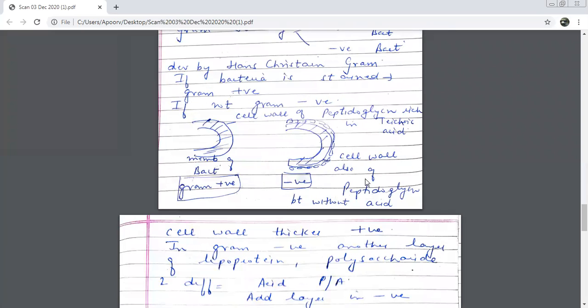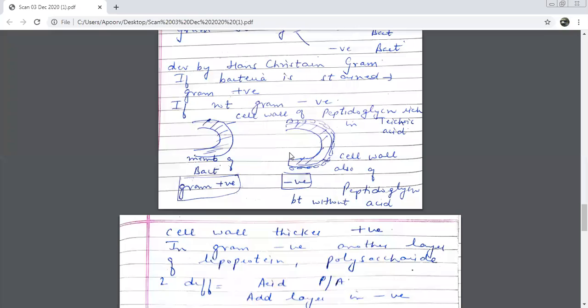Now let's go to this. We have two kinds of bacteria, gram positive and gram negative. The first structural difference between gram positive and gram negative, let's revise that. The wall in both the structures is made up of peptidoglycan, and in one there is an acid. What is the name of the acid? Teichoic acid. Good.